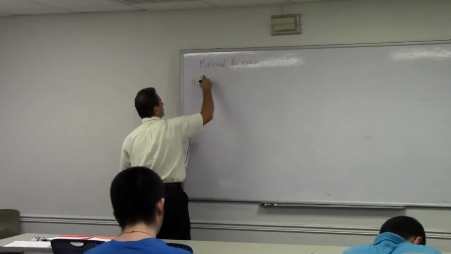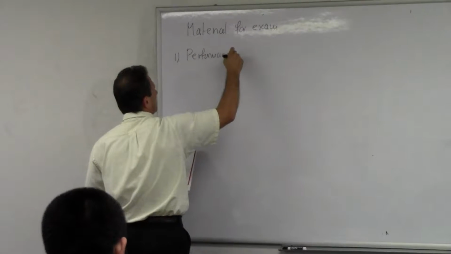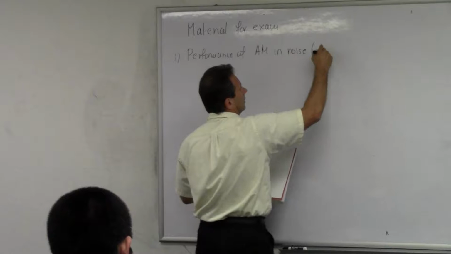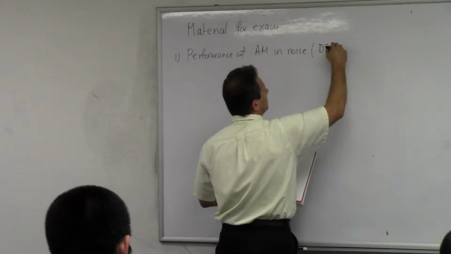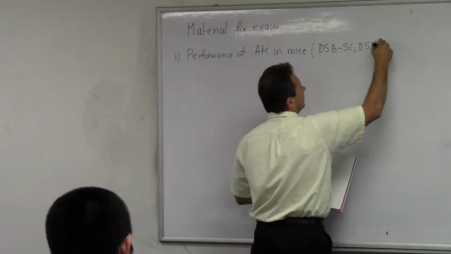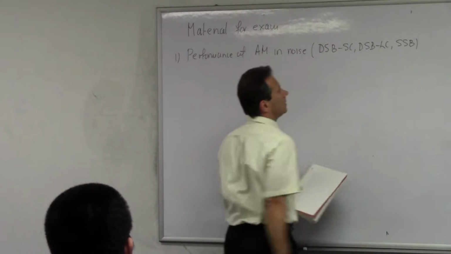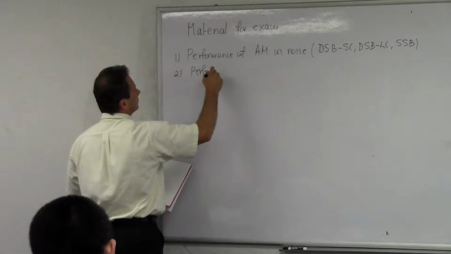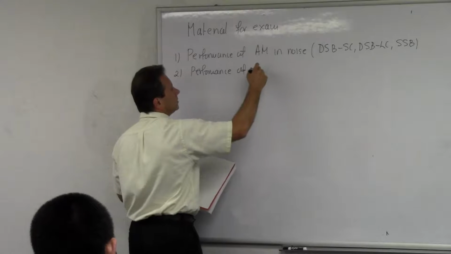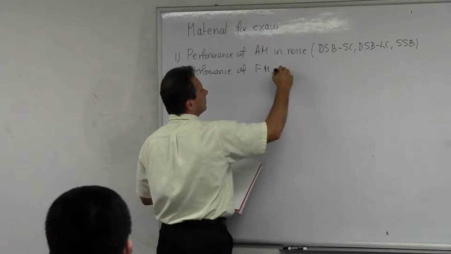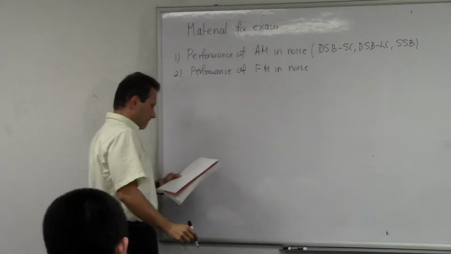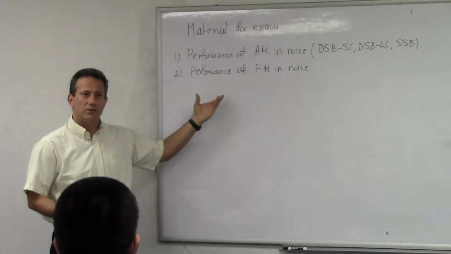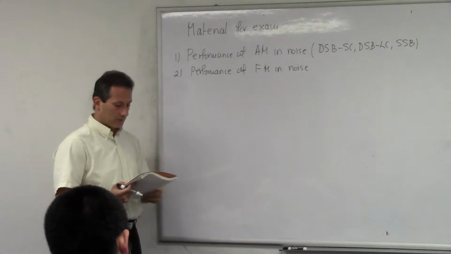We're going to look at performance of AM in noise. We have AM double-sideband large carrier, DSB suppressed carrier, and single-sideband. We covered all of these. The second is performance of FM in noise, which means the stuff we covered: the processing gain, the thresholding effect, even pre-emphasis and de-emphasis, all of this.